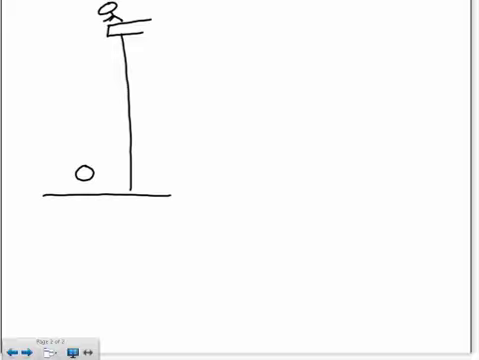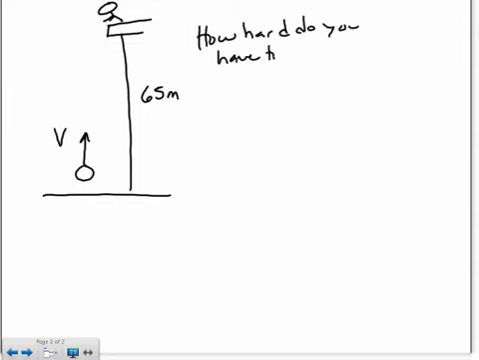How fast do you want to throw the ball? Well, actually, let's do this. Say we don't know how fast we throw it. How high do you want to throw it? Let's give me a number here. How high up is your friend? 65 meters. And the question is, how hard do you have to throw it in order to get it up to 65 meters?